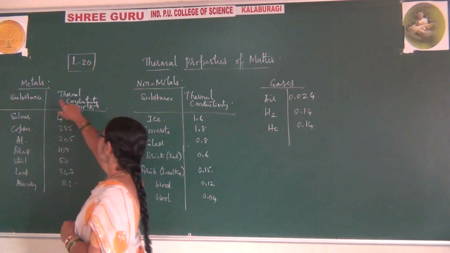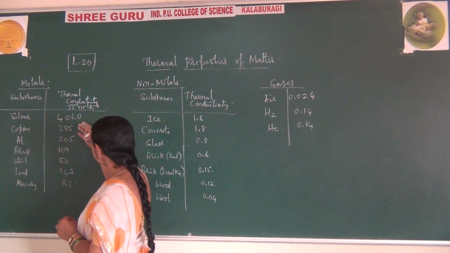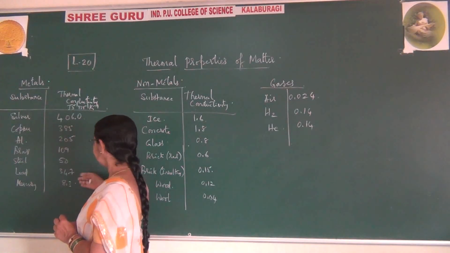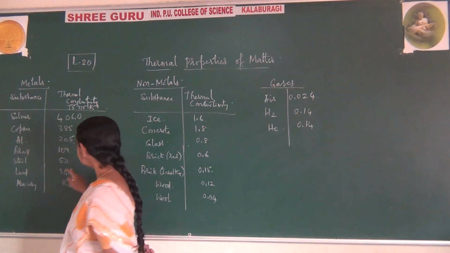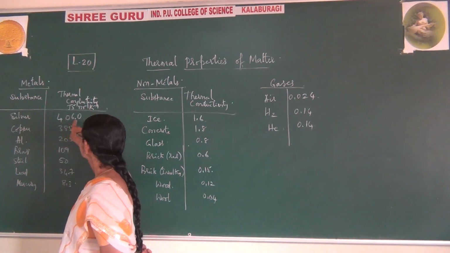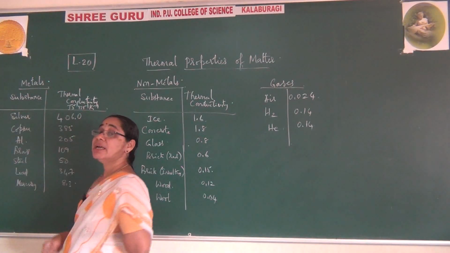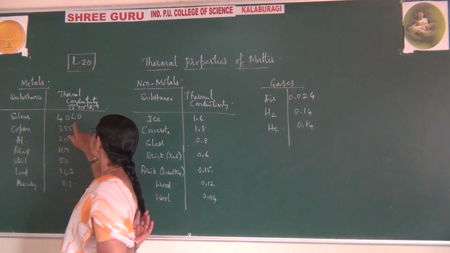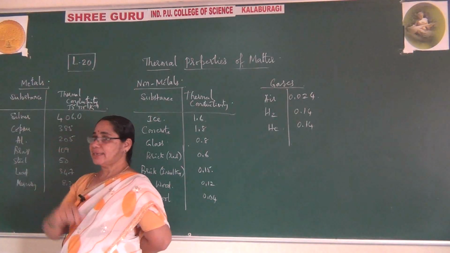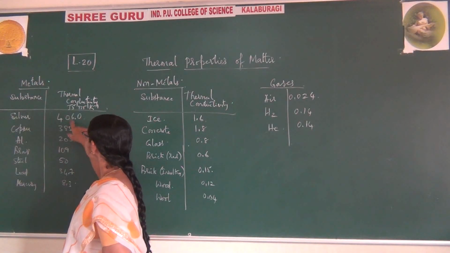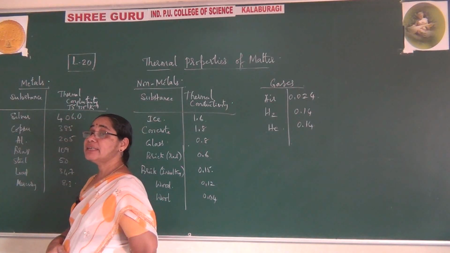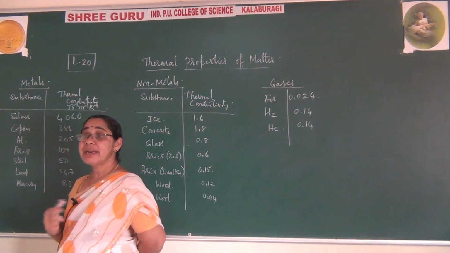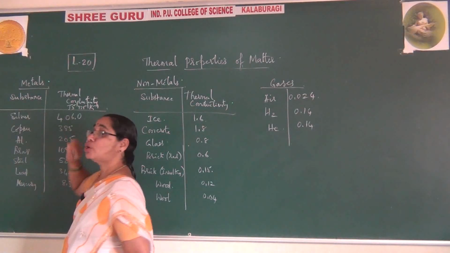Now among the metals, you can observe I have written these values in decreasing order. The one regarding silver is 406. What do you mean by 406? It means 406 joules of heat per second for a 1 degree centigrade rise in temperature. So it conducts so much heat.